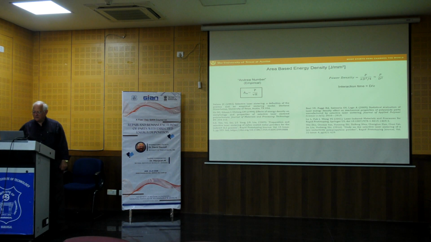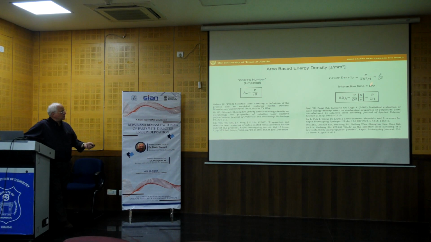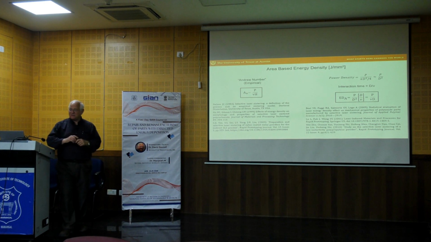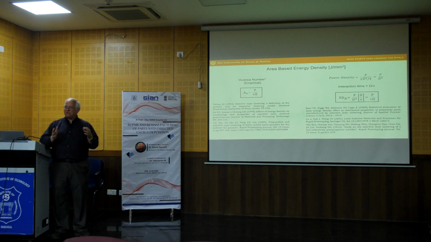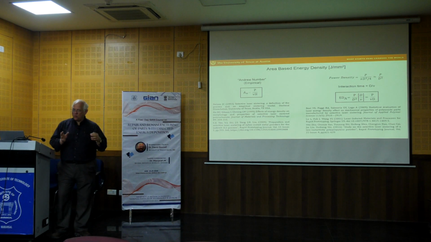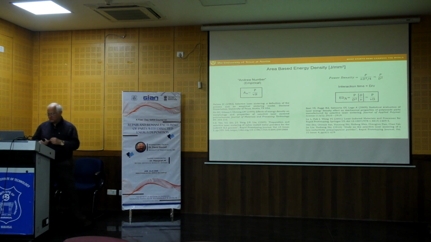It turns out we can use D over V to get the interaction time, and if we substitute this in, we can get the energy density by multiplying this power density by the interaction time, and this reduces to P over VD. So again, comparing these two forms, as was the case for volume energy density, the difference is that I'm replacing the hatch spacing with the beam size. And so we have these four forms that parallel each other to some degree.